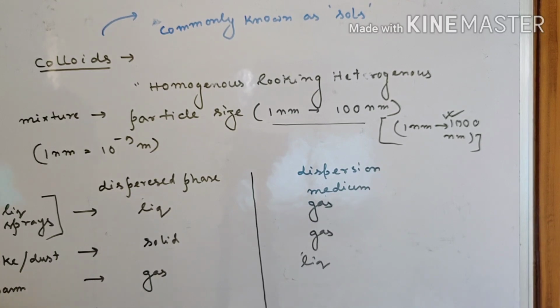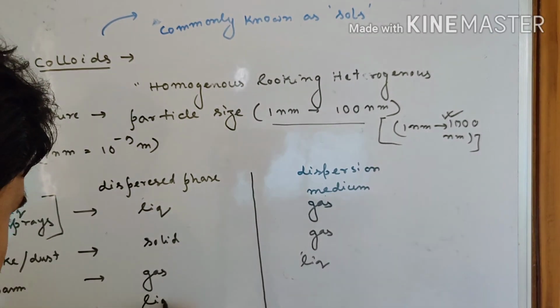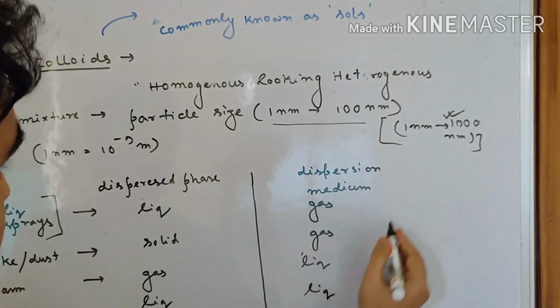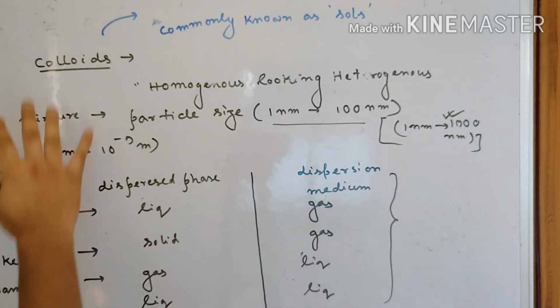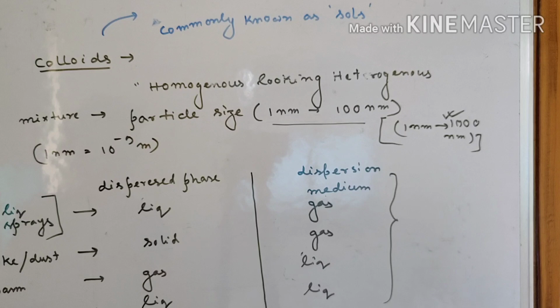Suppose we take milk. In case of milk, what happens? It is a kind of emulsion, you can say. Both of them are liquid. So similarly, there are various examples given in the book. What I am trying to say is that there are various types of combinations: liquid in gas, solid in gas, gas in liquid, liquid in liquid, and all this comes under the category called colloids. Now, after observing colloids, we are going to discuss the properties of colloids. So the next topic will be the properties of colloids.